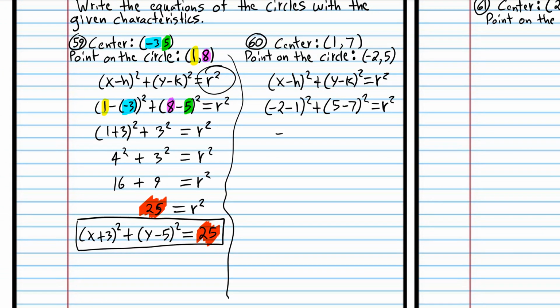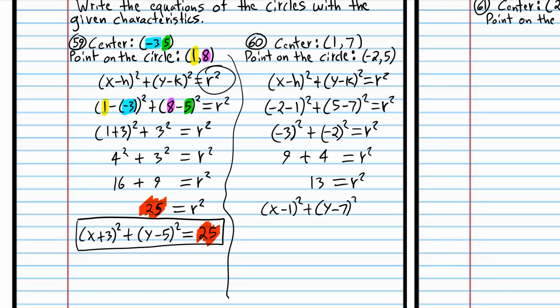-2 minus 1 is -3. And you definitely need parentheses for that because of the negative. 5 minus 7 is -2. And we get 9 plus 4 is r squared, and 9 plus 4 is 13. So now we have r squared, and we can write the equation of the circle. You have to have r squared, not r. And there you go.